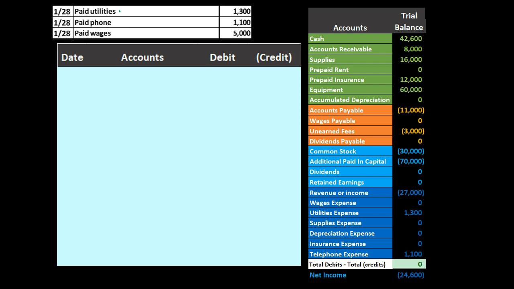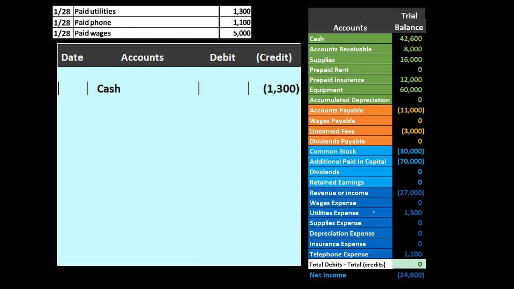First, utilities. So first question, is cash affected? We're going to say yes, cash is affected. It's going down because we're paying something, and cash is a debit balance. We're going to do the opposite thing to it to make it go down, which in this case is a credit. So we're going to credit cash for the $1,300. We're going to debit something. What will that debit be? Utilities expense. So we can see the expense down here for utilities.